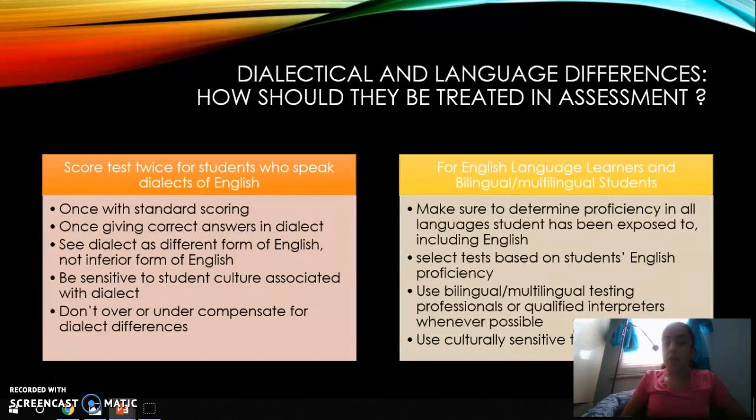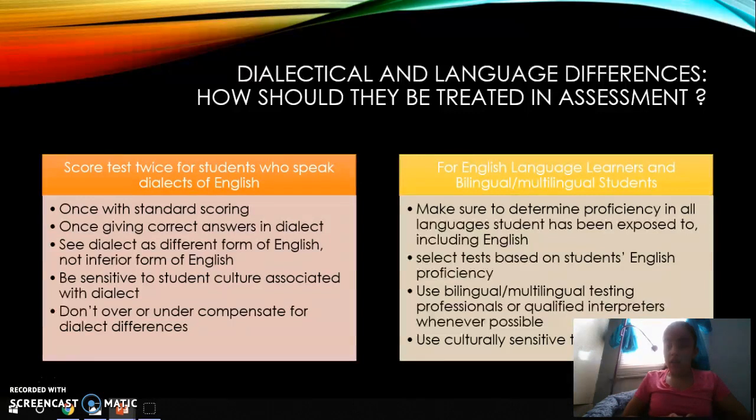But when a student has been exposed to English or has been in the school system for a while, the answers sometimes are not as straightforward, and so we will need to assess students in both their first languages and in English to get a better picture of their proficiency levels in all the languages that they know.